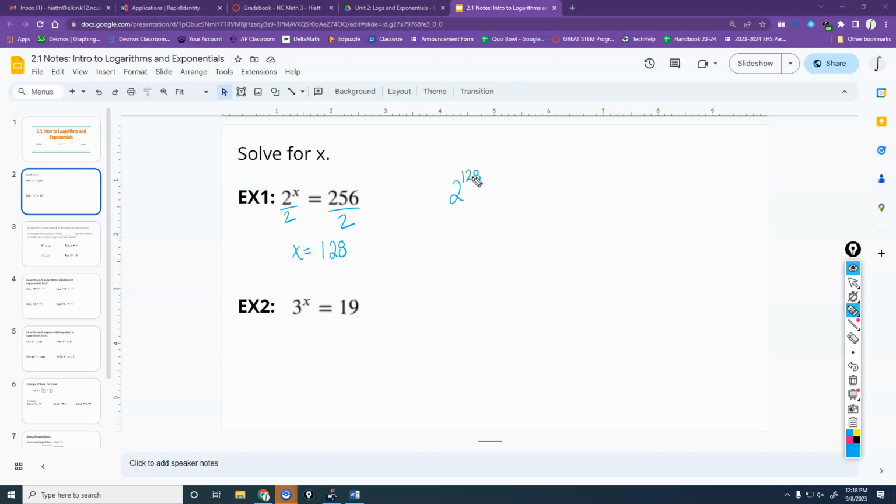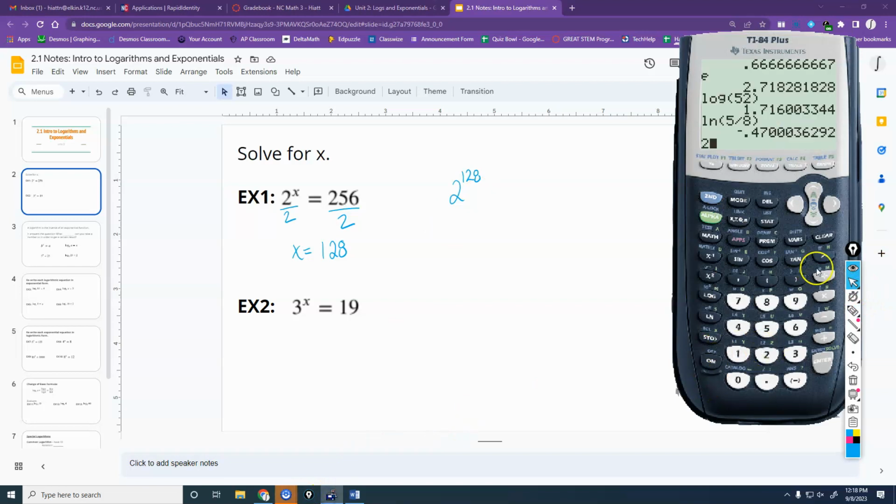2 to the 128th power might break the calculator. Oh, yeah. 3.4028E38. Let me do it up here so you guys can see it. 2 to the 128 is this. See that E right there that the calculator is giving you? That is scientific notation. That's the way the calculator uses scientific notation. So it means you need to take this decimal place right here and move it 38 places to the right. So that's like a huge number, right? It does not equal 256.